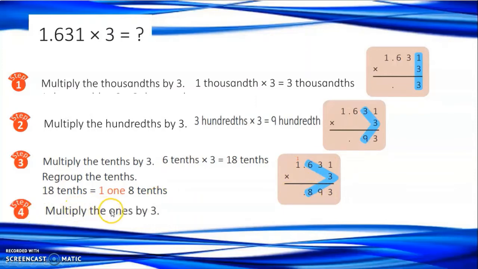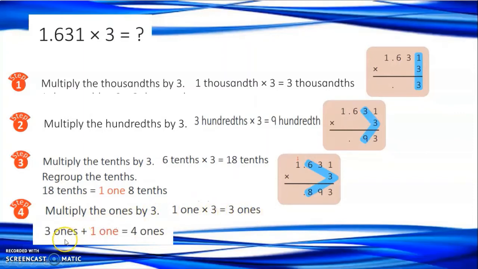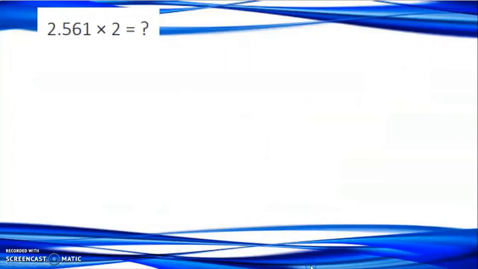Step 4, multiply the ones by 3. So we have 1 times 3 is 3 ones. But 3 ones, just add 1. We have 4 ones. So we have 4 and 893 thousandths.